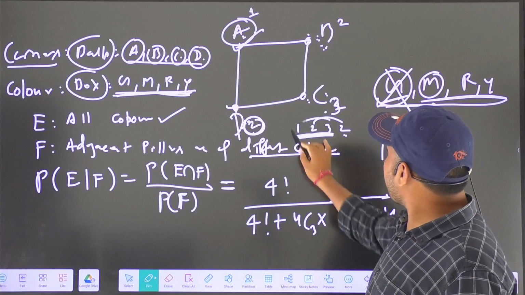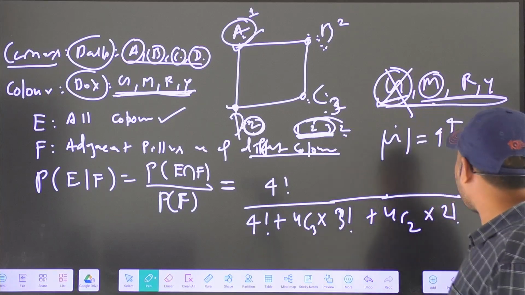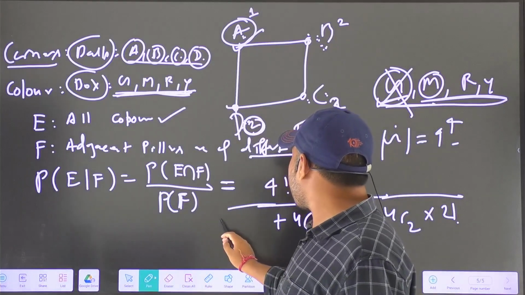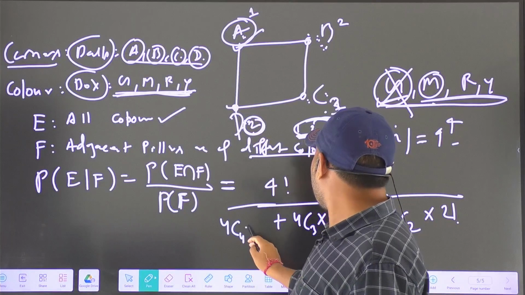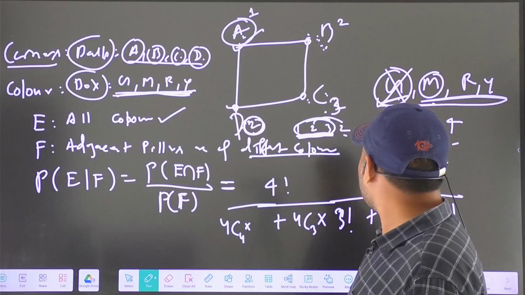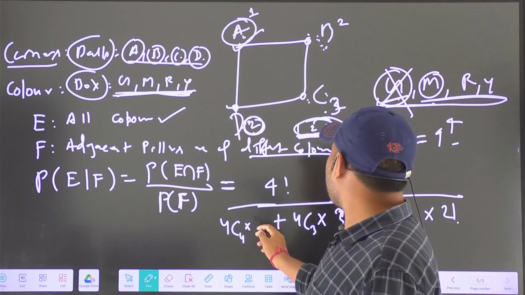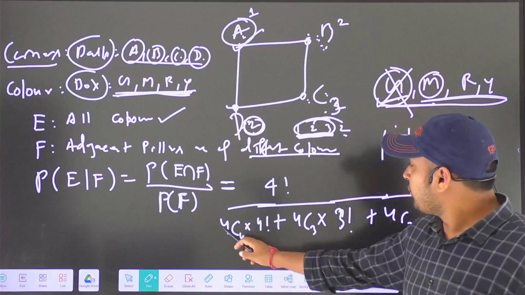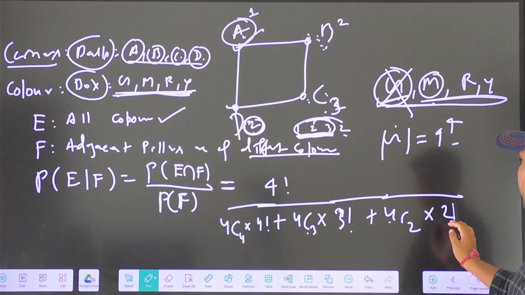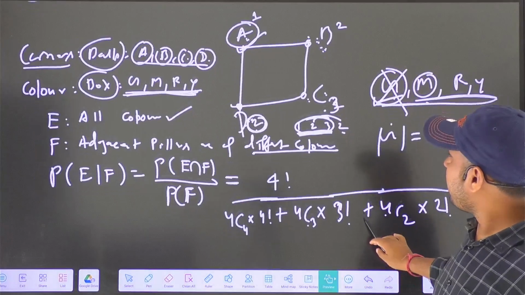So how many ways can you arrange these 3? 3 factorial. Now we got the pattern. So if I write this, it is 4C4 into 4 factorial, 4C3 into 3 factorial, 4C2 into 2 factorial. 4C1 into 1 factorial we cannot do because it was different. So this should be the answer.